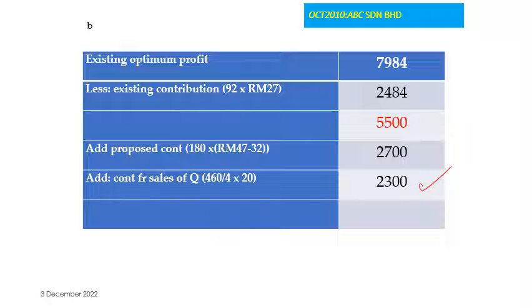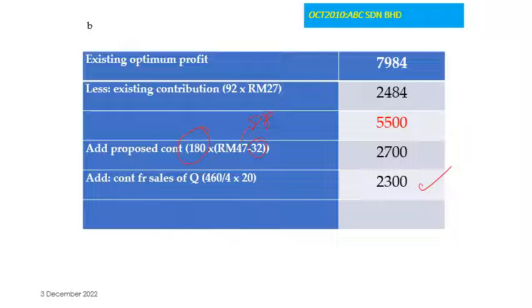Alright, so how about third ranking product? Third ranking product maximum demand is 160, and then selling price 47. Your variable cost just now. Okay, your incremental cost, this one for product R, 47. Okay, you minus 32 ringgit.